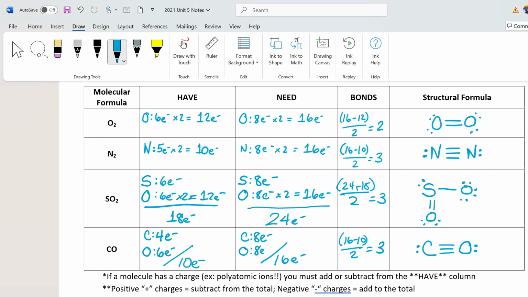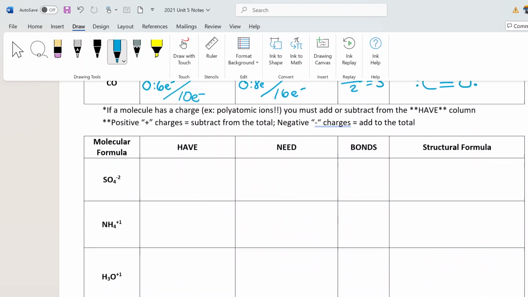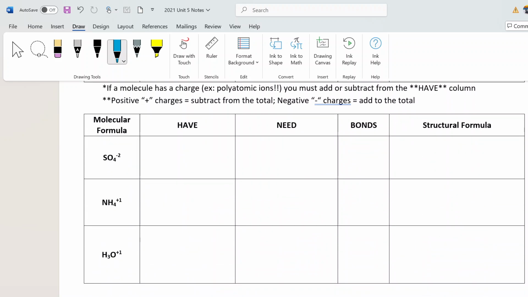Okay. So remember, if a molecule has a charge, for example, polyatomic ions, you must add or subtract from the have column and only the have column. You're going to not change anything about the need column. So positive charges, you're going to subtract electrons because you have less electrons. That's why it has a positive charge. For a negative ion, you're going to add to the total because you have more electrons. Okay, so let's try these. They're similar in how we do them.